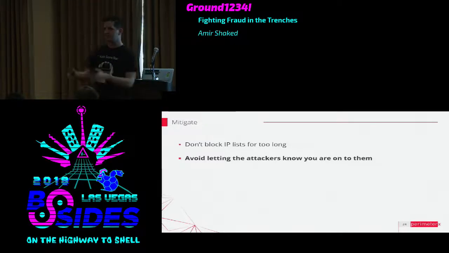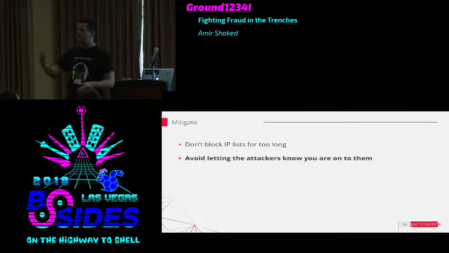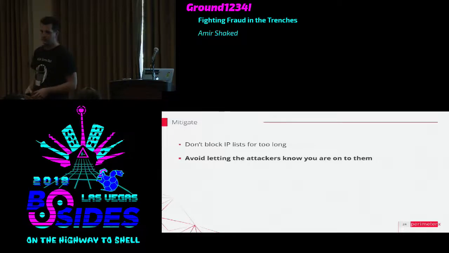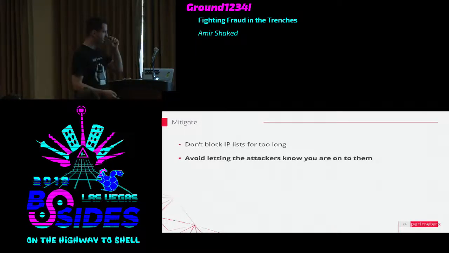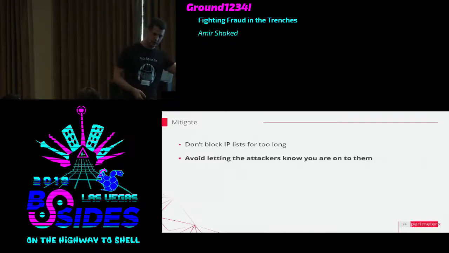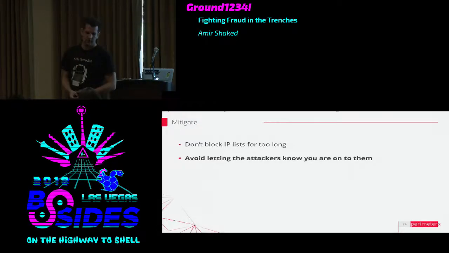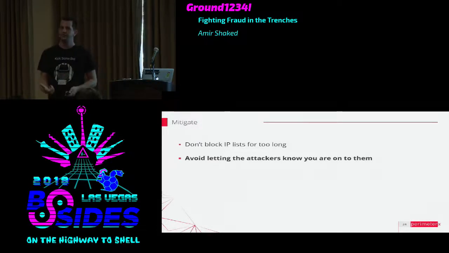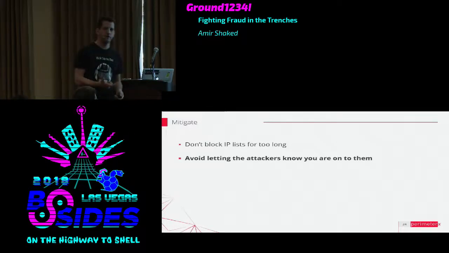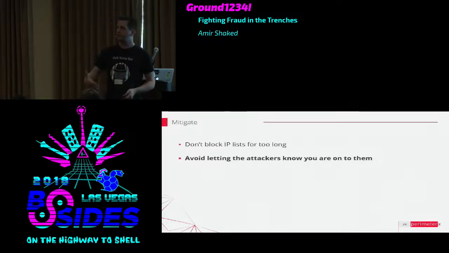Since it's residential IPs, because IoT devices are being used, these will be replaced. So you need to have your rules with a TTL on them, and clear them and refresh them. And the second one is more of a conceptual thing, which is really important when you do security. Don't give the attackers the feedback loop and help them understand that you stopped them.